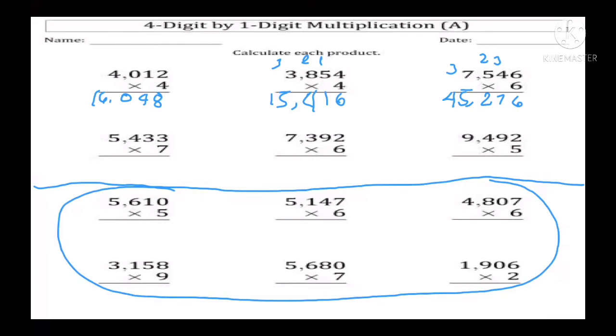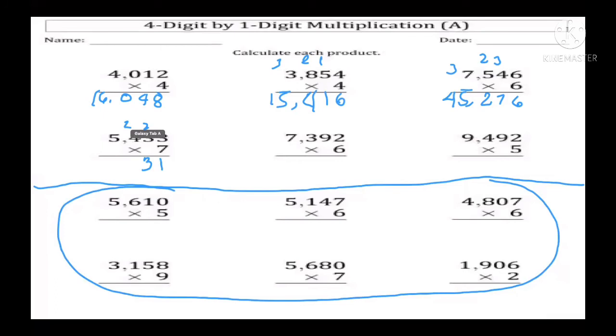Next, 7 times 3. That is 21, correct? It's 21. Next, 7 times 3 again. Of course, it's another 21. 21 plus 2. 23, correct? 23. 3 here and then 2 up here.